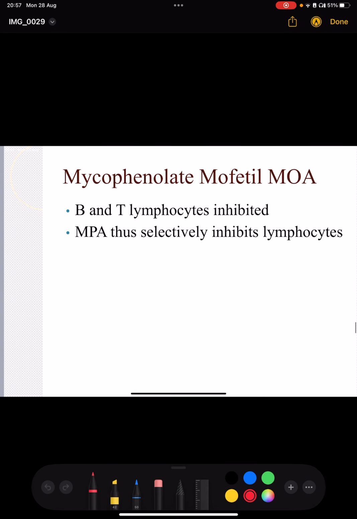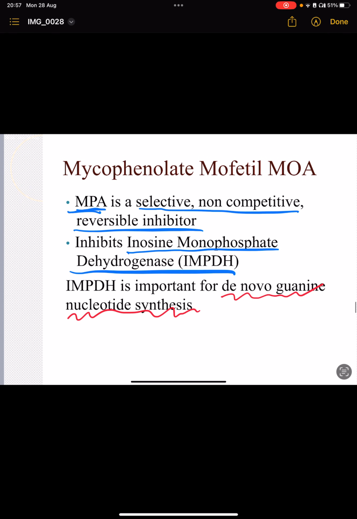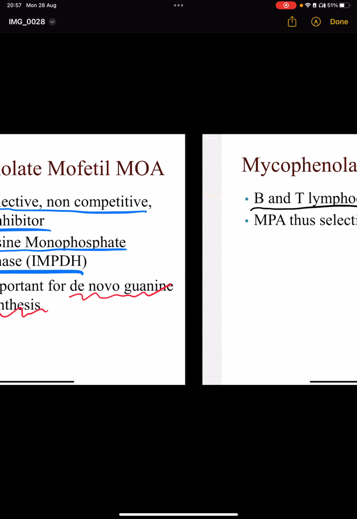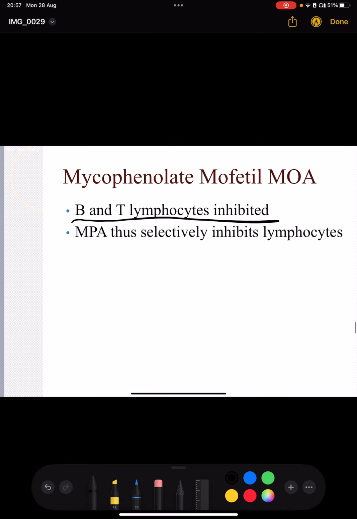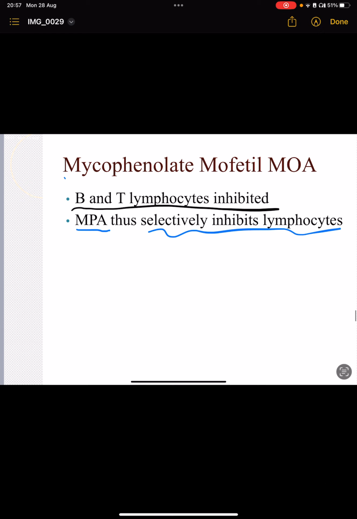Continuing its mechanism of action. This inhibits B and T lymphocytes, because B and T lymphocytes use de novo guanine synthesis more than the other cells, and we're exploiting this by selectively inhibiting B and T lymphocytes. They make more use of de novo guanine synthesis than the other cells. By virtue of this property, mycophenolic acid, the active form of mycophenolate mofetil, selectively inhibits lymphocytes and suppresses the immune response.